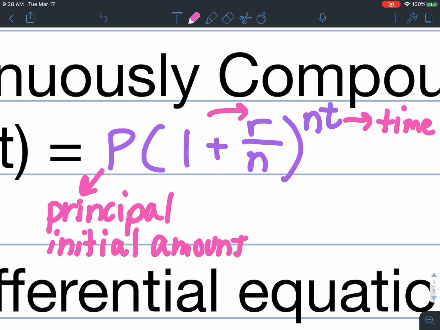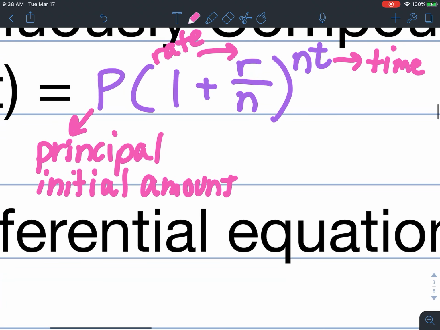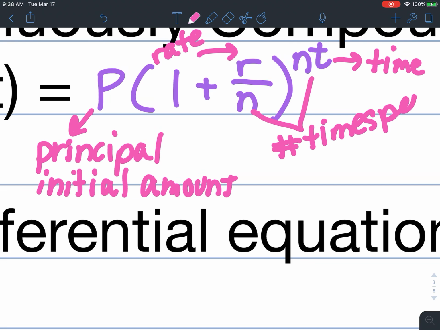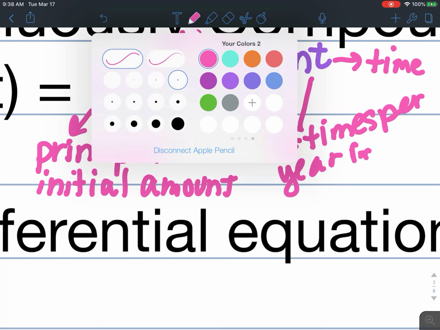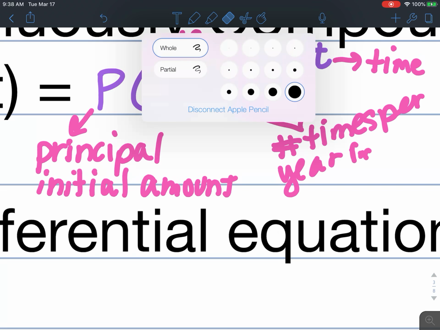r is the rate. This is interest, so it's the interest rate. Don't forget, though, you have to change it into a decimal from its percentage. It's usually written as a percentage. And n is the number of times per year the interest is compounded.